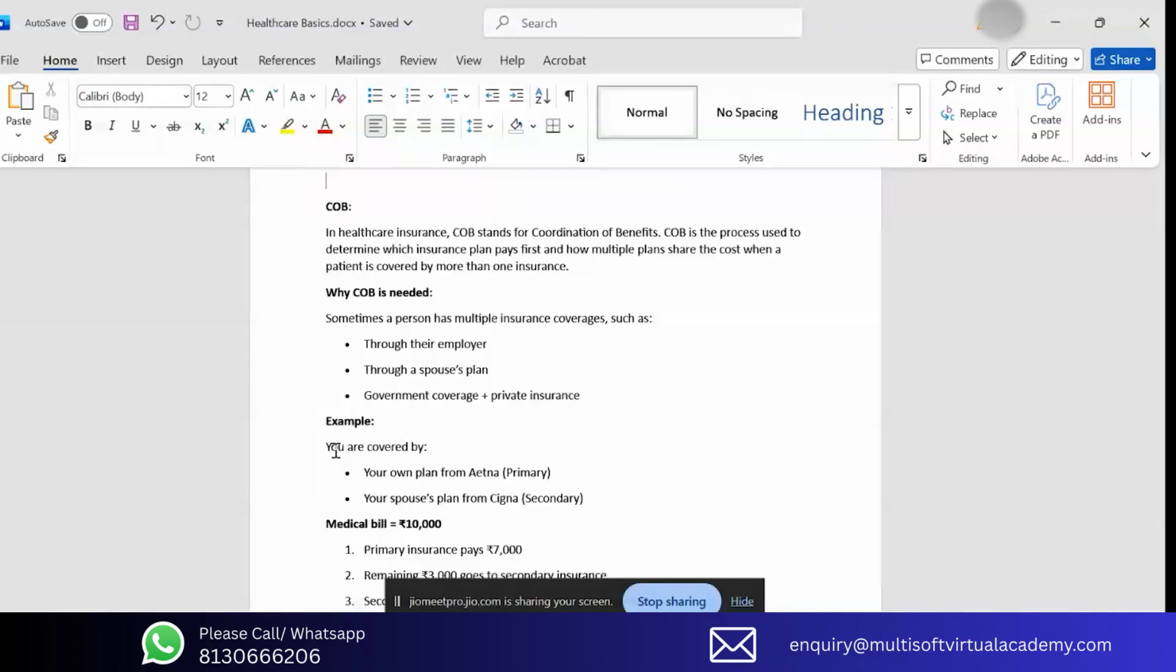Yeah, correct. Okay, next, COB. What is COB? COB is coordination of benefits. When I say coordination of benefits, I told you earlier, right?